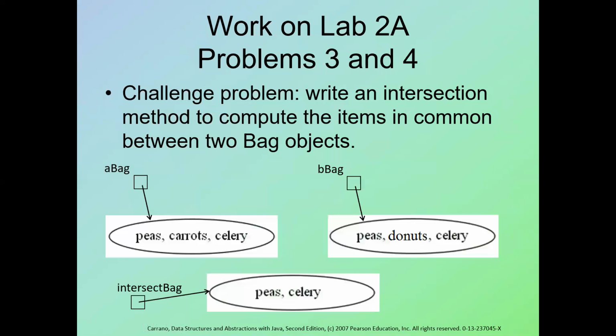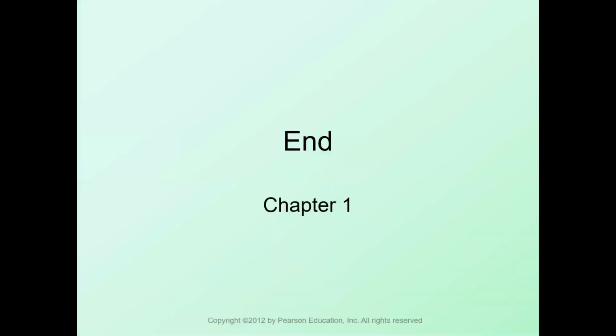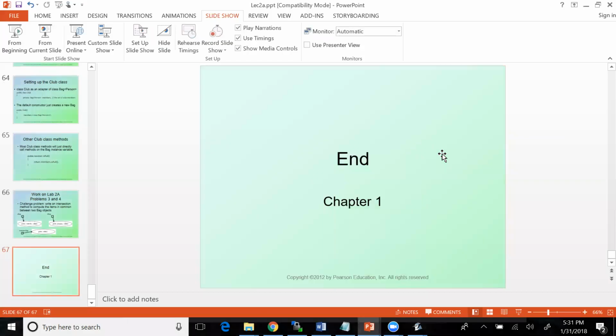And then if you want some more challenge, you can write an intersection method to compute the items in common between 2 bag objects. This is sort of an interesting thing like a set would have. You might have an A bag that has peas, carrots, and celery, and a B bag that has peas, donuts, and celery. And the intersection of those two would be peas and celery, the ones that they both actually have. And the challenge would be to do this in a non-destructive way so that you don't modify the original bags in the process of creating the intersection bag. So there you go. And you have 20 minutes to do it all.